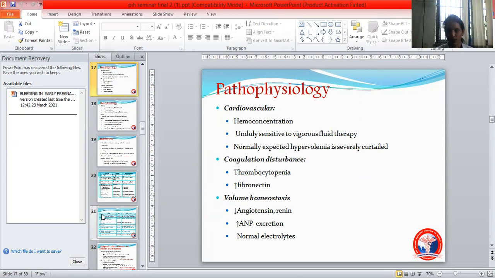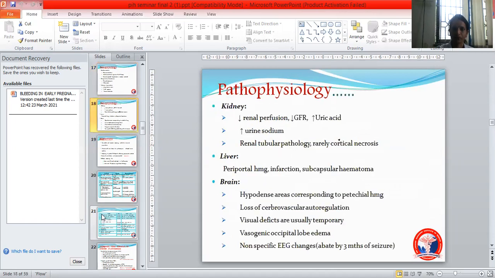So they have hemoconcentration. And in the coagulation system also, there is a reduced platelet count, that is thrombocytopenia, and an increase in fibronectin. And even in volume homeostasis, we can see that there is a reduction in vasoconstricting substances like angiotensin and renin, and an increase in antinatriuretic peptide excretion.